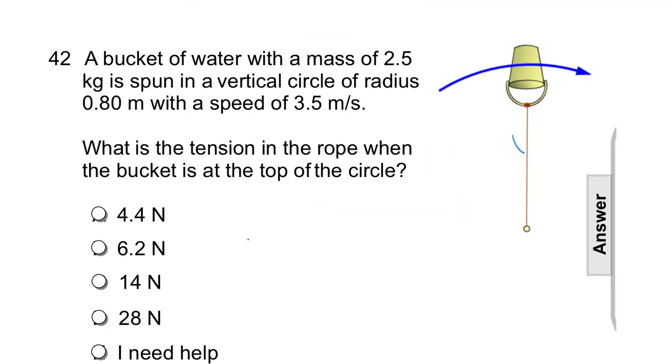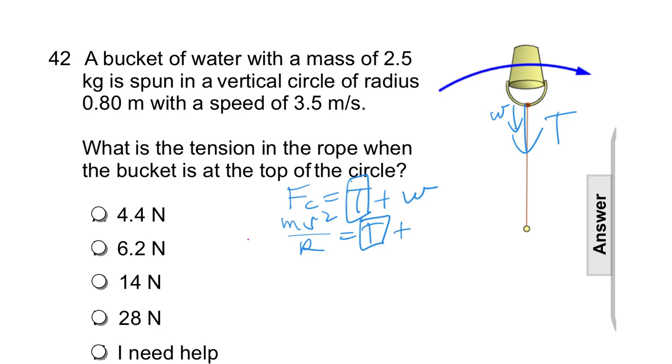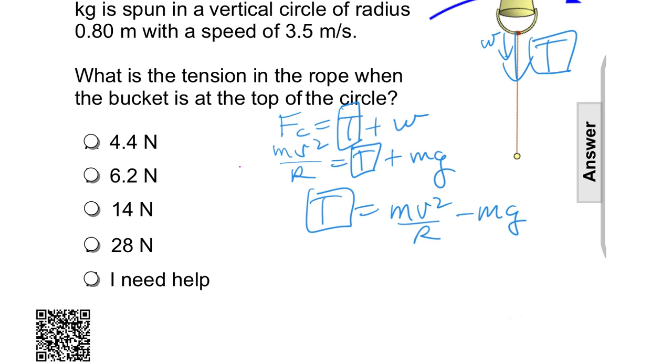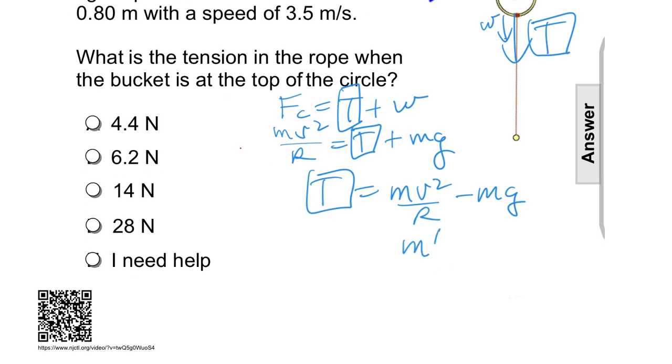On this one, tension's pointing down, the weight's pointing down, and so centripetal force is the tension plus the weight. So mv squared over r equals the tension plus mg. So tension equals mv squared over r minus mg. So v squared over r minus g.